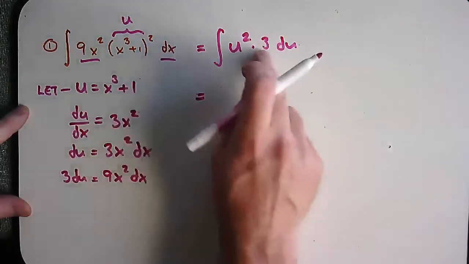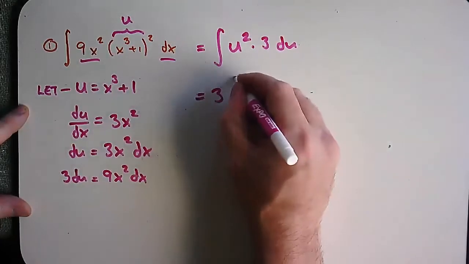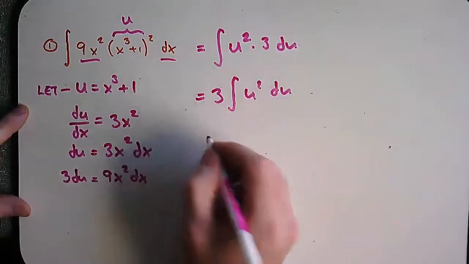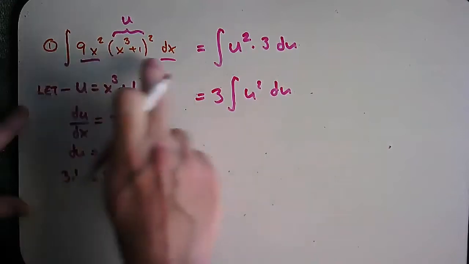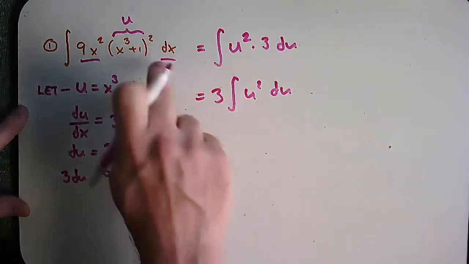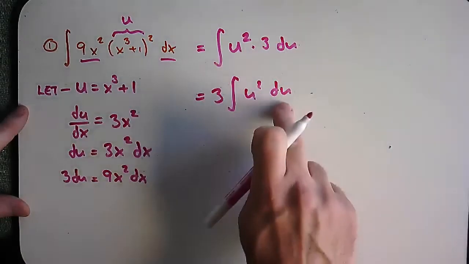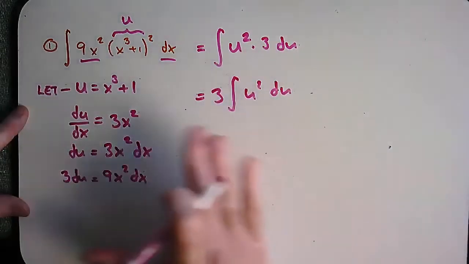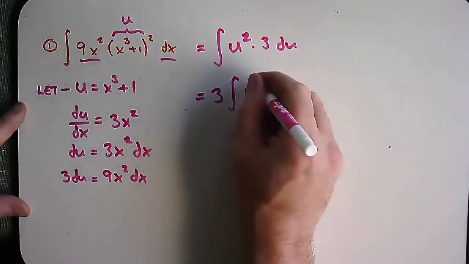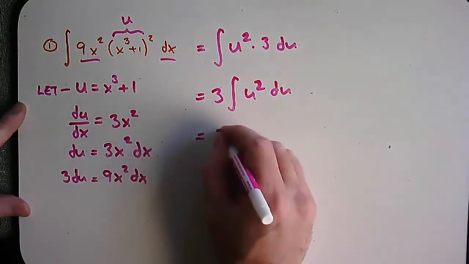Okay, so what do I do? I'm going to factor that 3 out. So we have 3 times the integral of u squared du. Notice that if I haven't taken my antiderivative yet, I still have the integral, and I still have the differential here, the dx or the du. This should stay with me all the way up until when I take my antiderivative, which I'm just about to do. Okay, so time for an antiderivative.